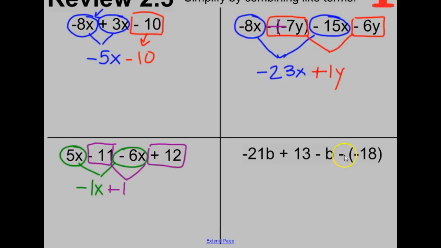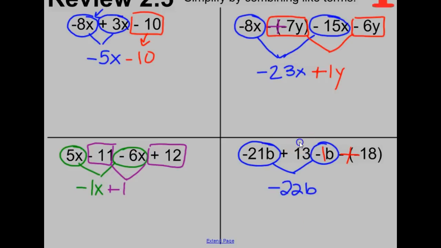Last one here. Again, I see the opposite of a negative. Those two make a positive. And I'm going to put a 1 in front of that b because I know if it's just a letter all by itself, there's only one of them. So I'm going to combine my letters first, negative 21b and a negative 1b. They're all negative, same sign, add and keep. 21 plus 1 is 22. So we have negative 22b.